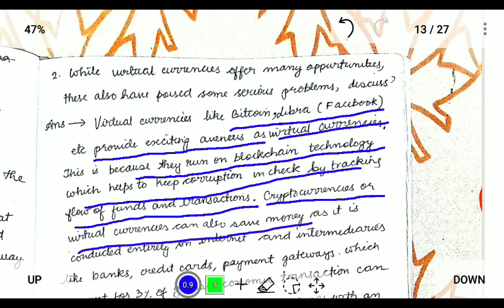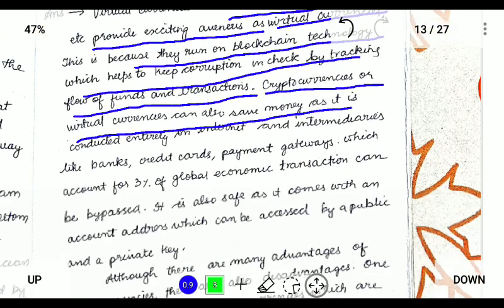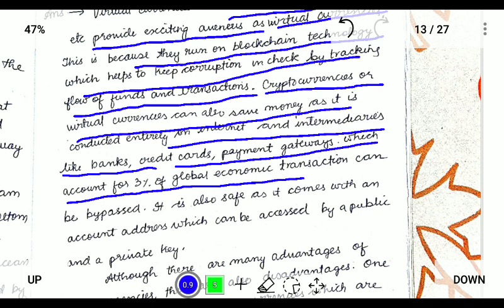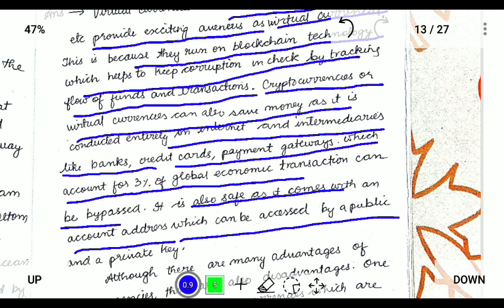Cryptocurrency or virtual currency can also save money as it is conducted entirely on the internet, and intermediaries like banks, credit cards, and payment gateways, which account for 3% of global economic transaction, can be bypassed. It is also safe because it comes with an account address which can be accessed by a public key and a private key.